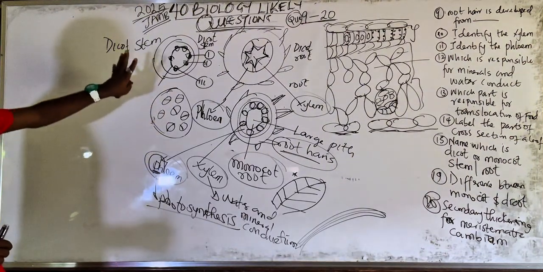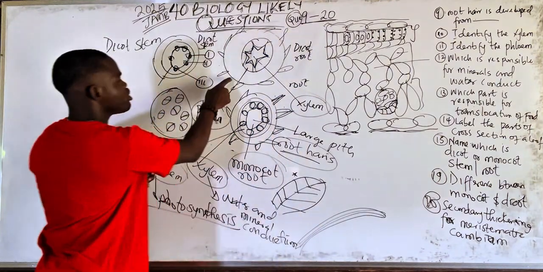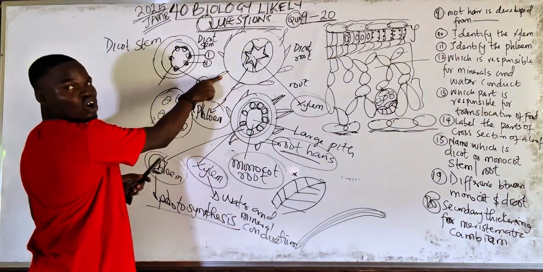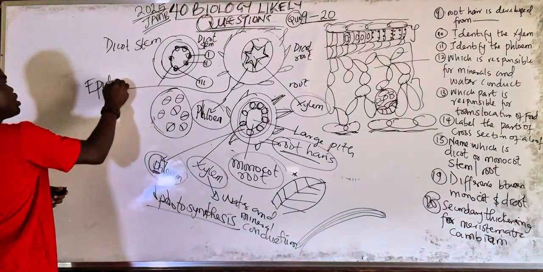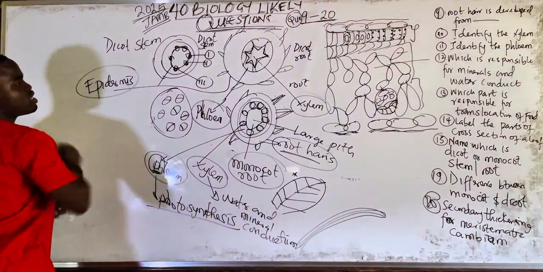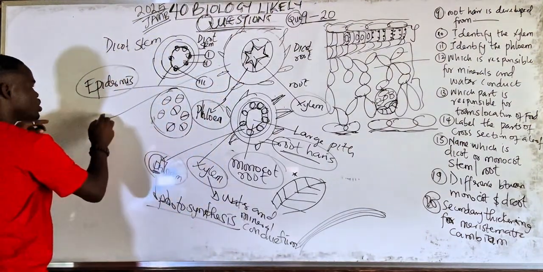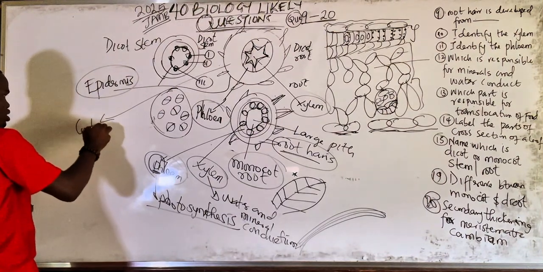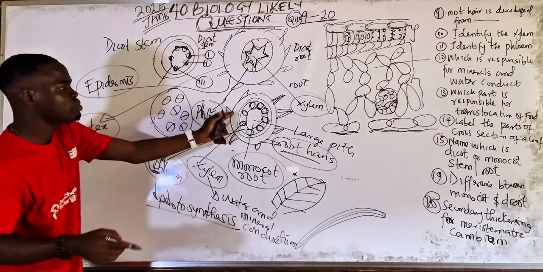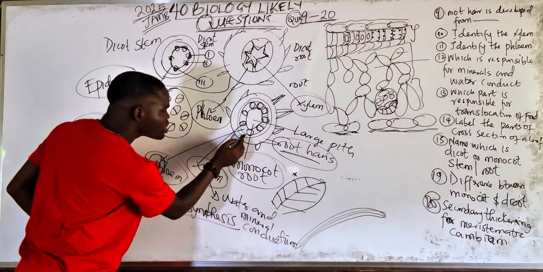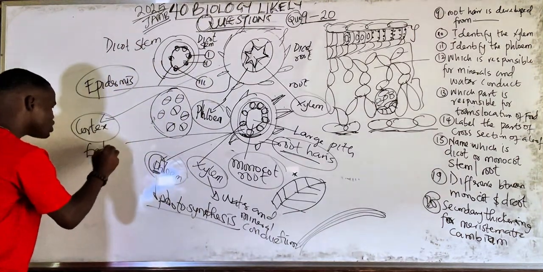So now look at what you're seeing. This part here, where the root hair originates from, is called the epidermis. Now this part you are seeing here is called the cortex, just like the same thing that you're having here. Now this part you are seeing here is called the endodermis.